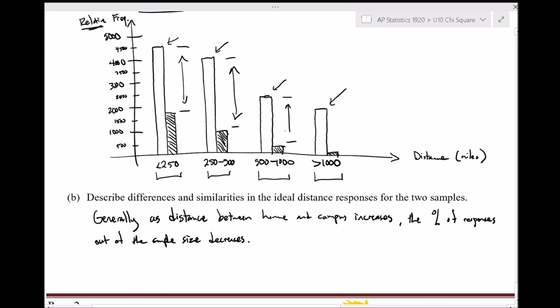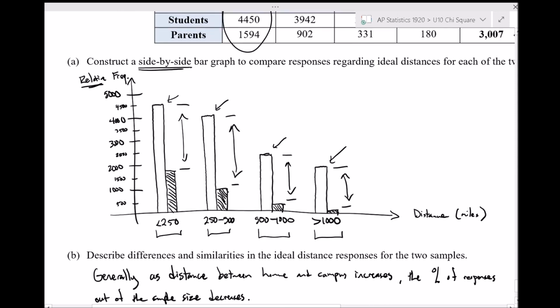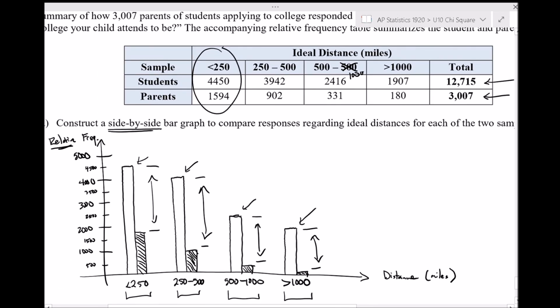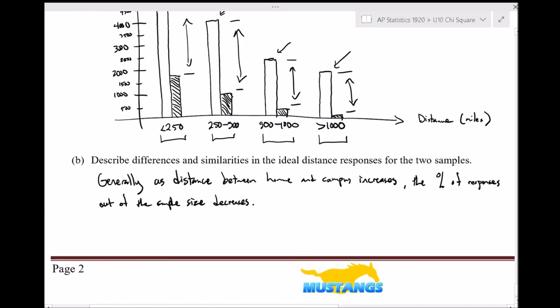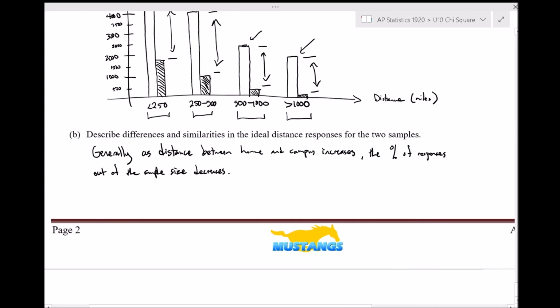Here we can't really tell because these are counts, and I don't know if the difference between them has to do with the sample size or if it's because there's actually a difference of opinion with respect to whether they're a student or a parent. So we don't really know. So I'm going to leave that part blank for the differences, but definitely we have that similarity that responses decrease as distance increases.